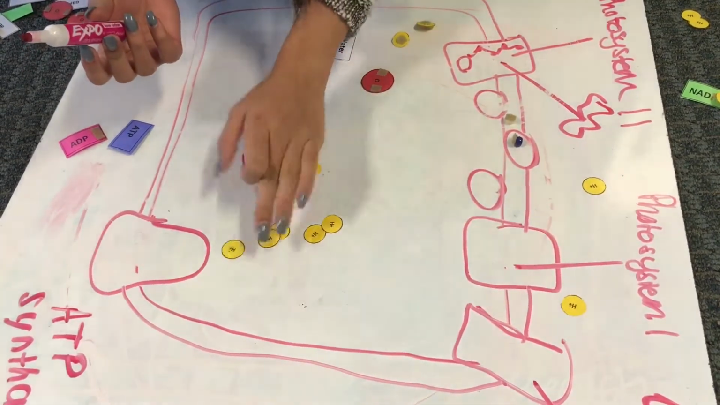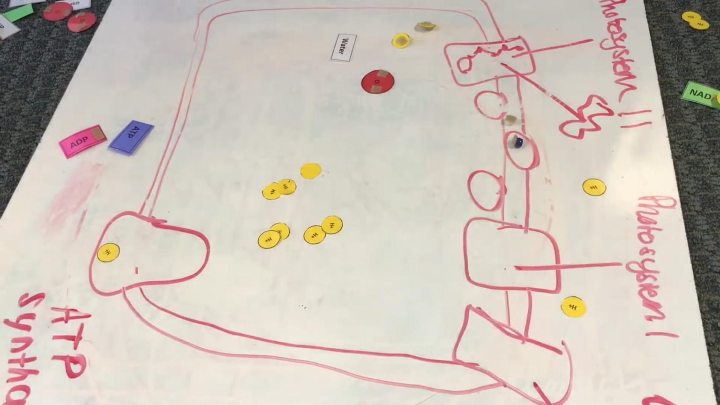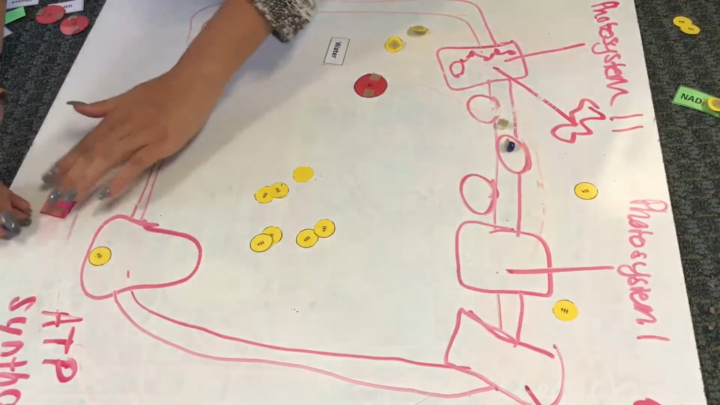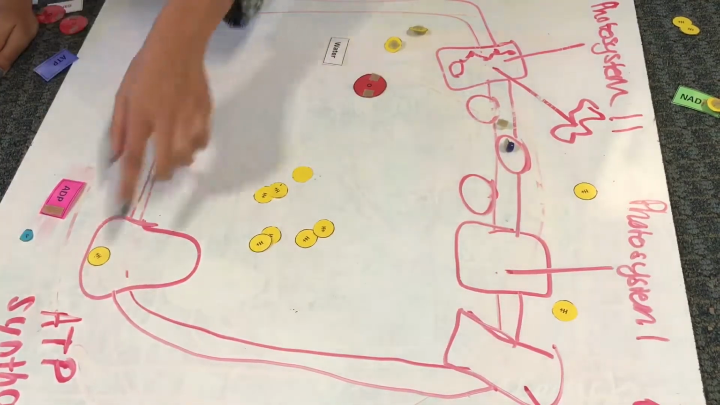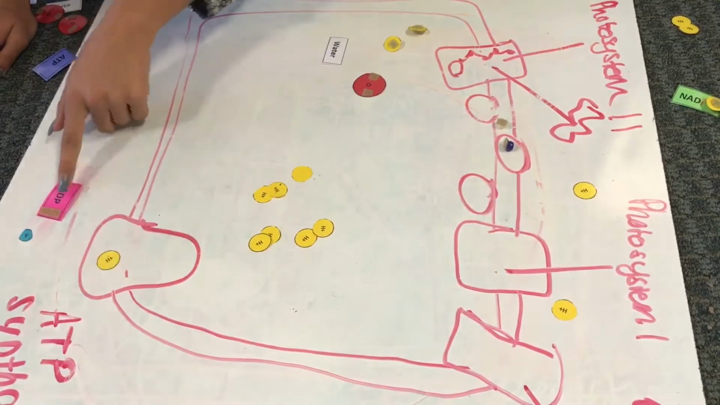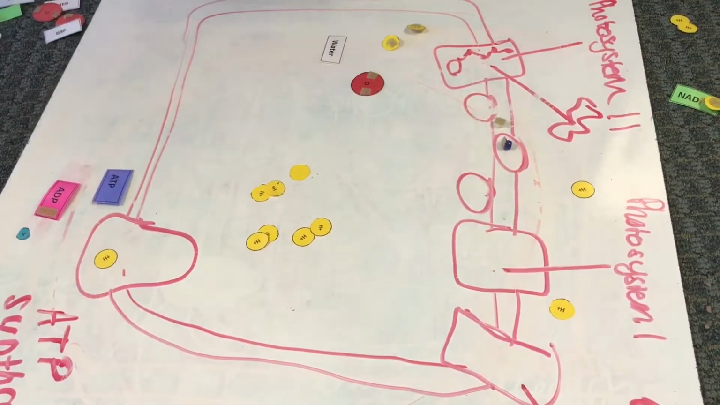they diffuse, or they go down ATP synthase down the concentration gradient, and at the bottom is waiting ADP and a free phosphate. And what happens is energy from the hydrogen ions is transferred over to the ADP and the phosphate, so they combine to form ATP.